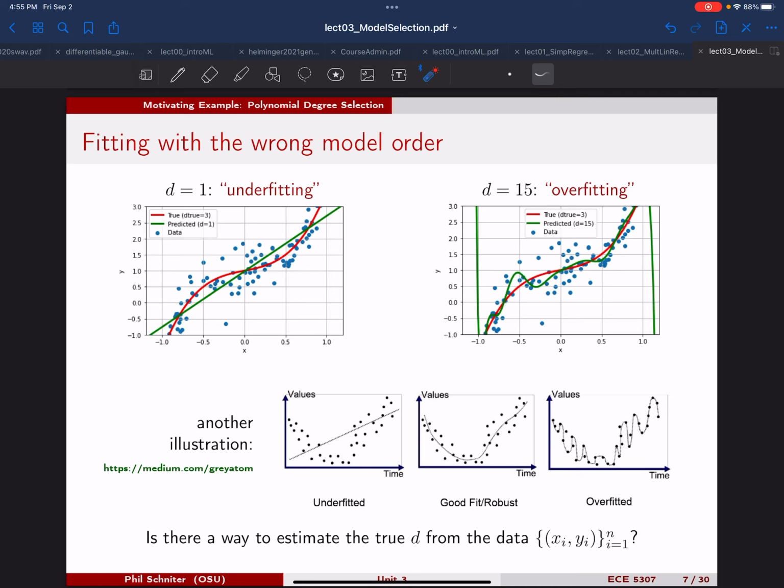You can go the other way. What if we tried d equals 15, a 15th order polynomial? This is a model that's way more complex than our true data is. And this is what happens. You get this green curve over here, and you can see that it has some weird squiggles in it. It's learning to put some weird curves in there. And then it's also doing something kind of crazy at the edges.